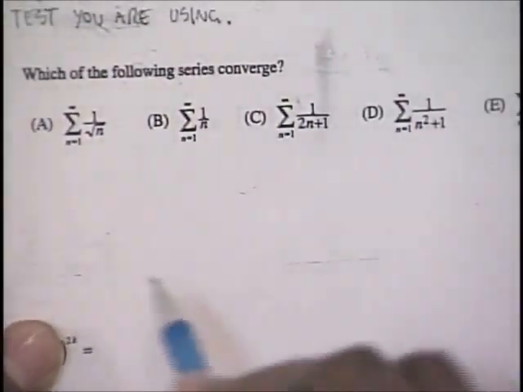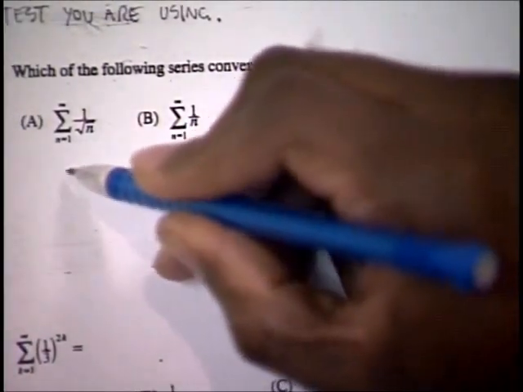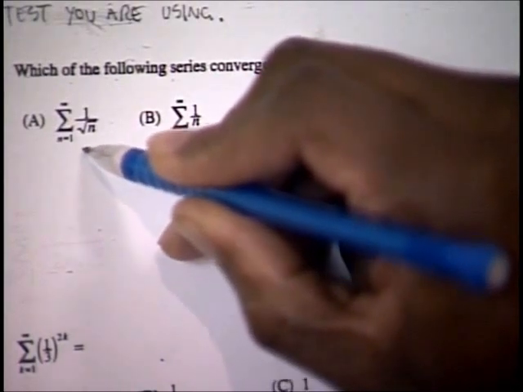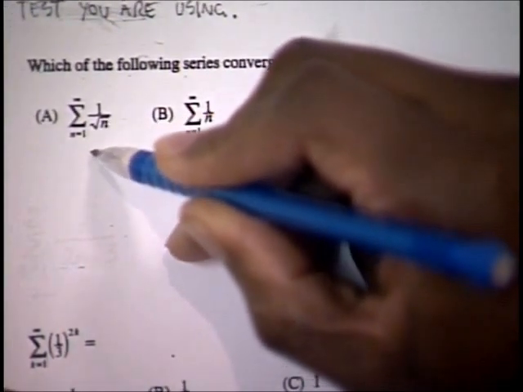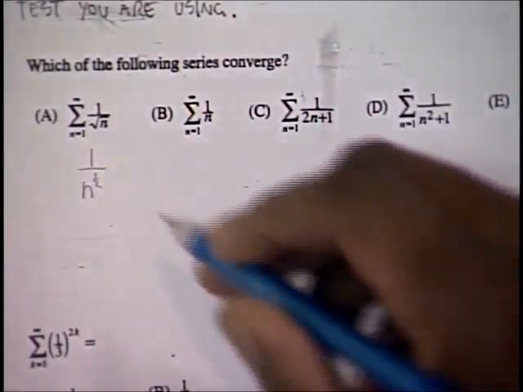The first thing I want you to be able to see here is you've got a p-series. You've got 1 over radical n, that's 1 over n to the half. P-series says if this exponent is less than 1, it diverges. So this diverges.